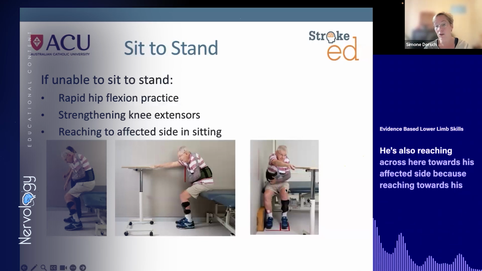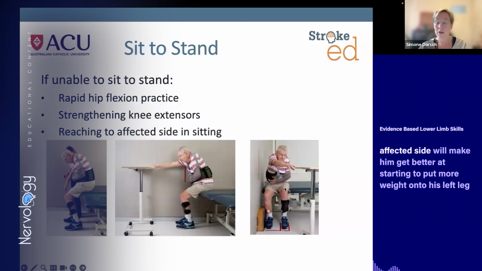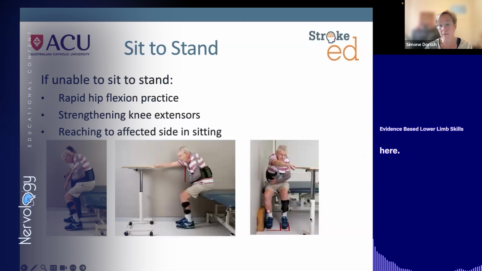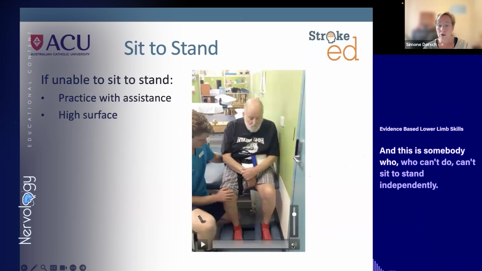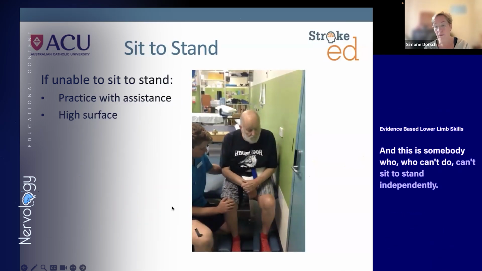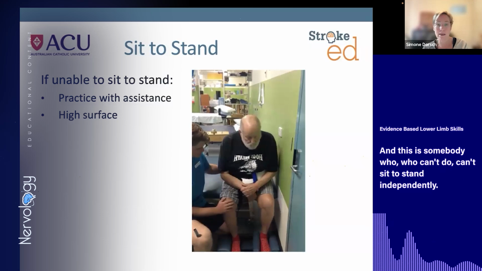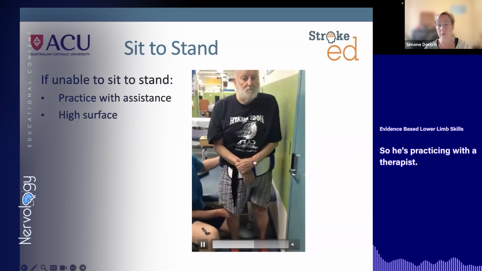He's also reaching across here towards his affected side, because reaching towards his affected side will make him get better at starting to put more weight onto his left leg here. And this is somebody who can't sit to stand independently, so he's practicing with a therapist.